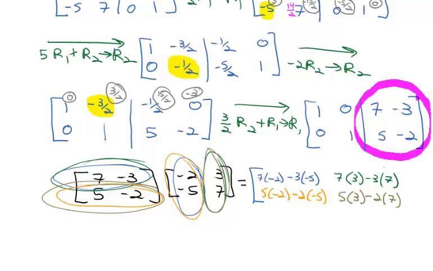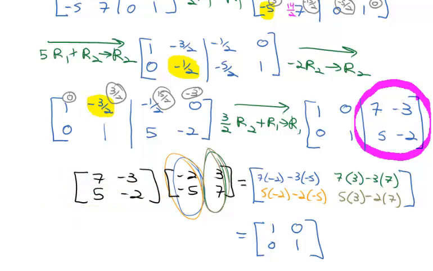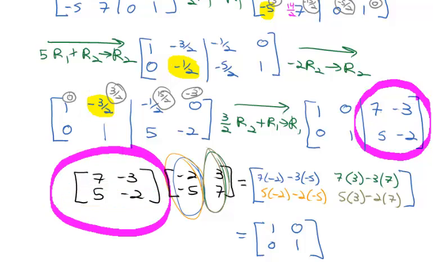And when we simplify this, sure enough, we get negative 14 plus 15 is 1. 21 minus 21 is 0. Negative 10 plus 10 is 0. And 15 minus 14 is 1. Sure enough, we get the identity. So we have found the inverse matrix. So this is our final answer, the inverse matrix 7, negative 3, 5, negative 2.